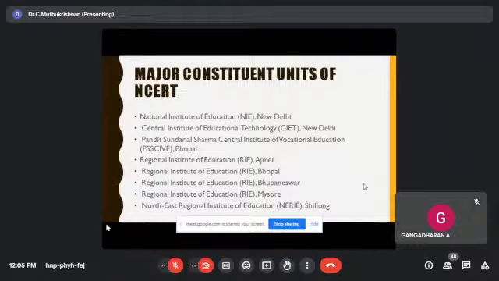So these are all the major constituent units of NCERT that they may ask some questions from. You just have to note what the constituent units of NCERT are: National Institute of Education, NIE New Delhi, CIET New Delhi, PSSCIVE Bhopal, RIE Ajmer, RIE Bhopal, RIE Bhubaneswar, RIE Mysore, and NERIE Shillong. NERIE means North East Regional Institute of Education, Shillong. So these are all the major constituent units of NCERT.